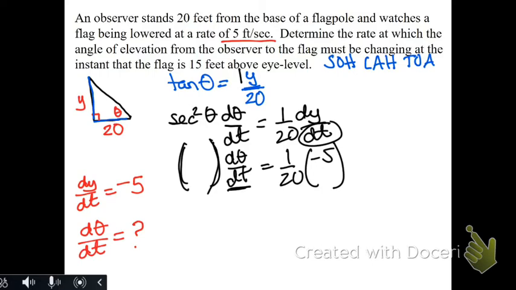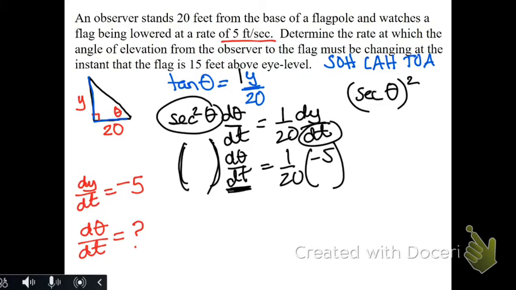Okay, what you're going to do is find this secant theta squared. Well, secant, remember, is the reciprocal of cosine. So just find cosine and flip it. All right, so we go back to our triangle now and fill in this moment in time, now that we have time put into the problem. So now go back to the triangle and read what's going on at this moment.